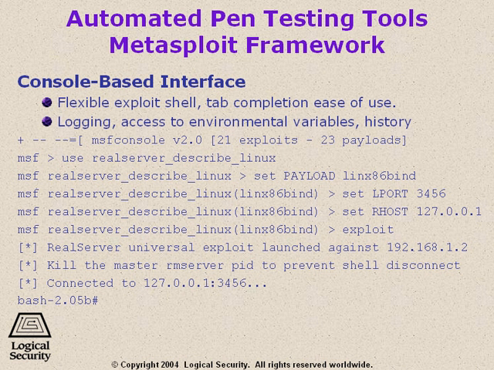remote host in the next variable, and then you're going to give it the keyword exploit, which means go and do it. And here it is: RealServer universal exploit launched against this IP address. Kill the master RealServer process ID to prevent the shell disconnect. Going through it, it's connecting, it's done, and that bash-2.05b is on the remote host. That is mission successful, and here we have a remote shell to the target.